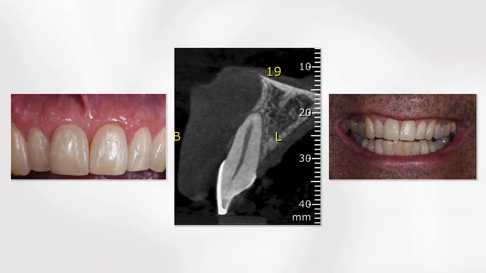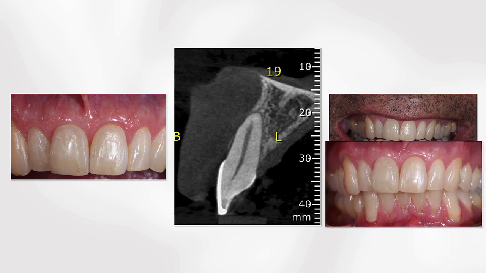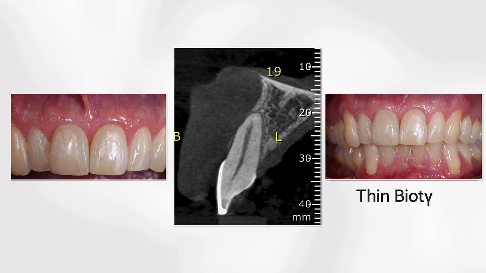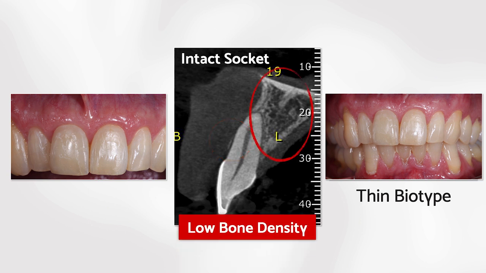In this case, this patient presented the right central incisor condemned to be extracted. He presented a thin periodontal biotype. And here you can see that the crestal bone was still present. This is why it was treated as an intact socket. Take a look at the porosity of this bone behind and beyond the apex of this root.